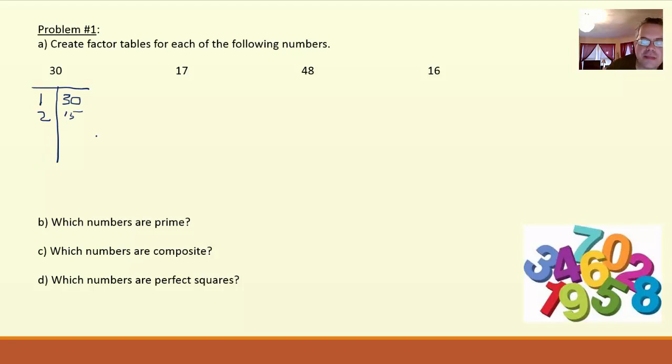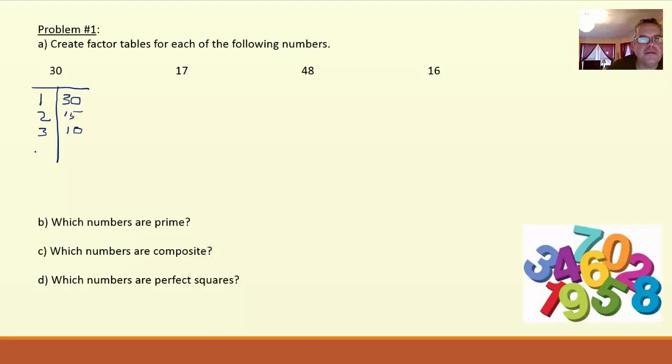And it's kind of a systematic way. I keep going up and trying numbers. Does 3 go into 30? And sure it does. 30 divided by 3 is 10. So 3 times 10 is 30. How about 4? When we do 30 divided by 4, I think we get 7.5. So 4 doesn't go into 30. 30 can be divided by 4, but we don't get a whole number back. And we're looking for whole number factors.